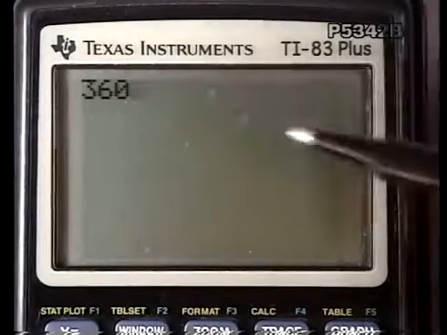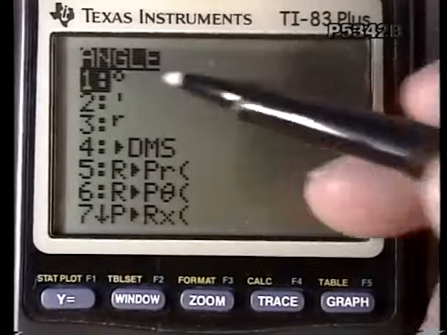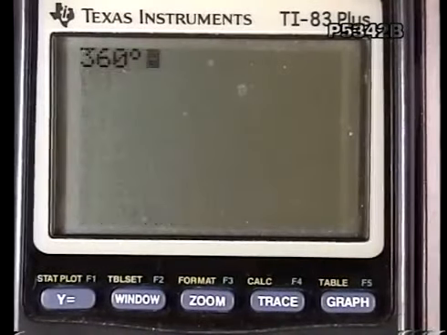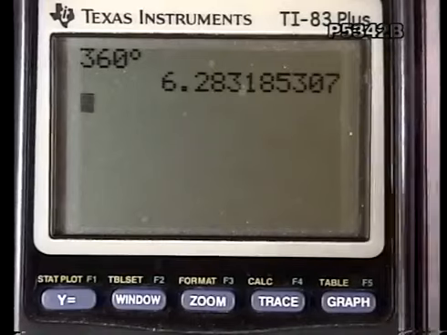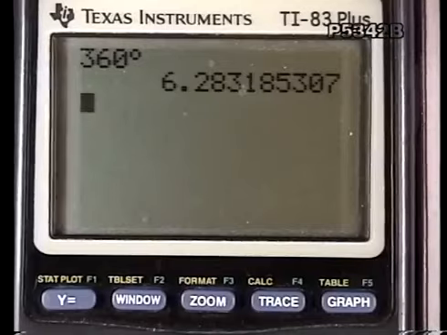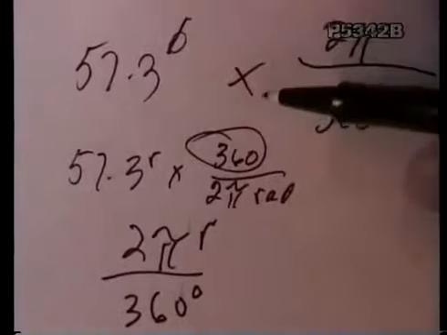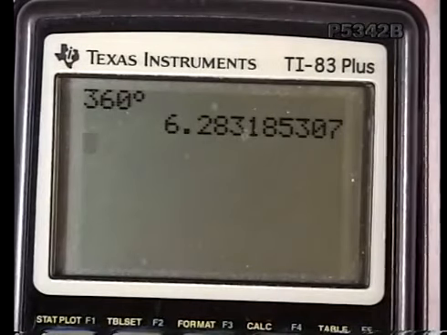So if I'm going to change that to degrees, I'm going to go down here to angle again. And this time I'm going to put the degree sign up there, number 1. So 360 degrees, and it's going to give me that answer in radians. Well, 6.28, that's about 2 pi. Looks like we can do this problem either way. You can use unit analysis, as we did here, or you can use your calculator, whichever you're most comfortable with.